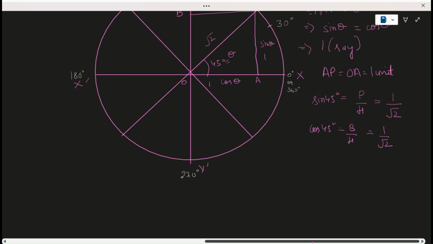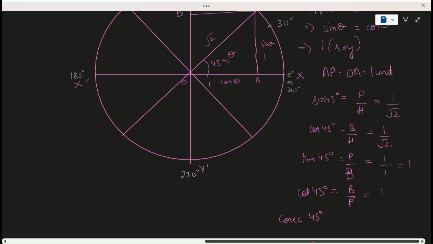Then let us talk about tan 45 degree, which is perpendicular upon base, or sine theta upon cos theta. Perpendicular we have is 1 and base we have 1, so this will be simply a value 1. Then if we talk about cot 45 degree, this will be base upon perpendicular, or inverse of tan, that will be again 1.